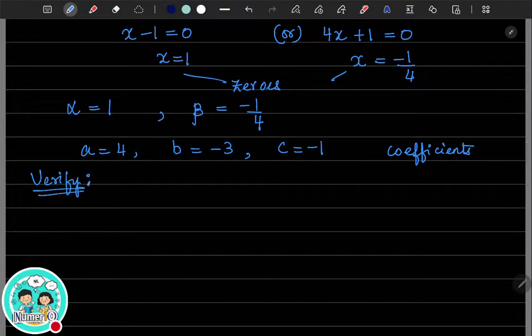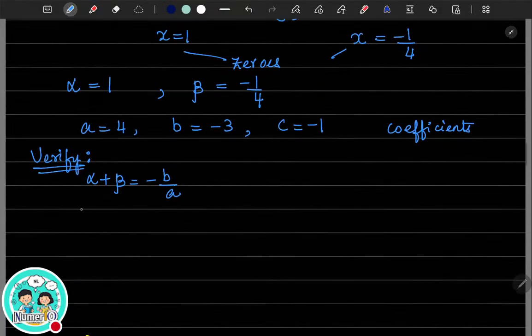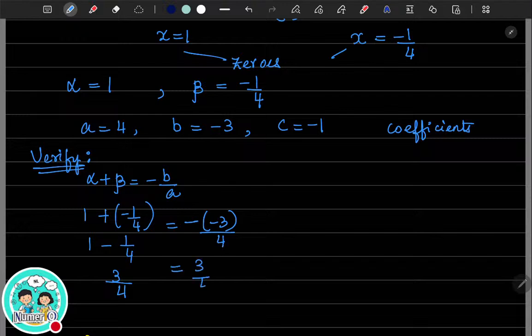the relationship between the coefficients as well as the zeros, we have the sum of the zeros equal to minus b by a. So let's add up the zeros, that is 1 plus of minus 1 by 4. So which is nothing but 1 minus 1 by 4, which is 3 by 4. Okay, is equal to minus of b is minus of minus 3 by 4, which is nothing but this is also equal to 3 by 4. Right? So you have verified one part of it, which is nothing but your sum of the zeros.